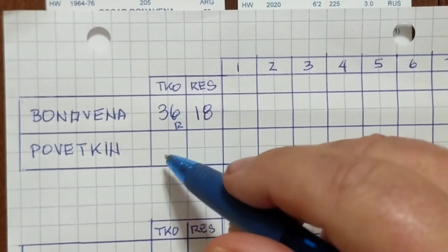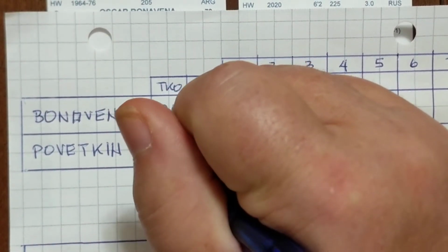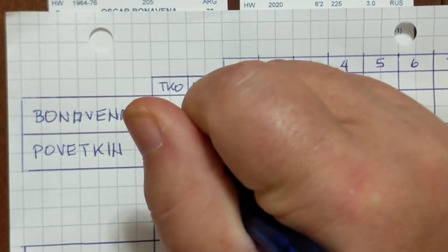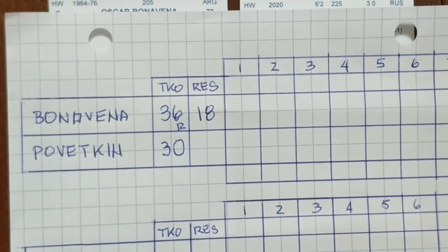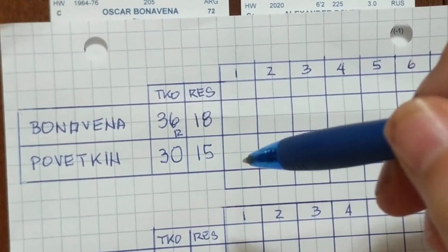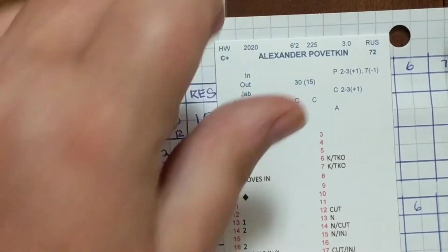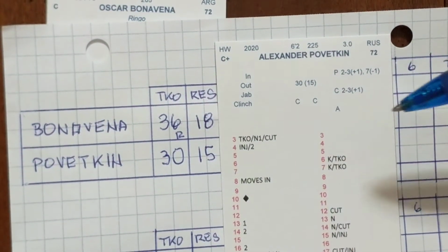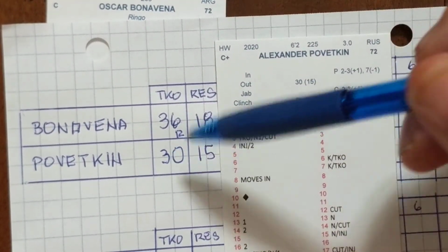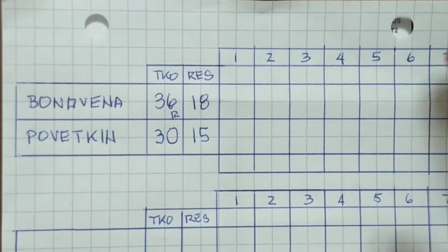Povetkin, I had left him blank because I didn't know what the result of that roll was going to be, whether this was going to be a 30 or a 15. It's going to be a 30, and half of that is 15. And 15 is the minimum you can have for a resistance anyway. So even if Povetkin had been out of shape and his TKO would have been 15, his resistance would have still been 15 as well.